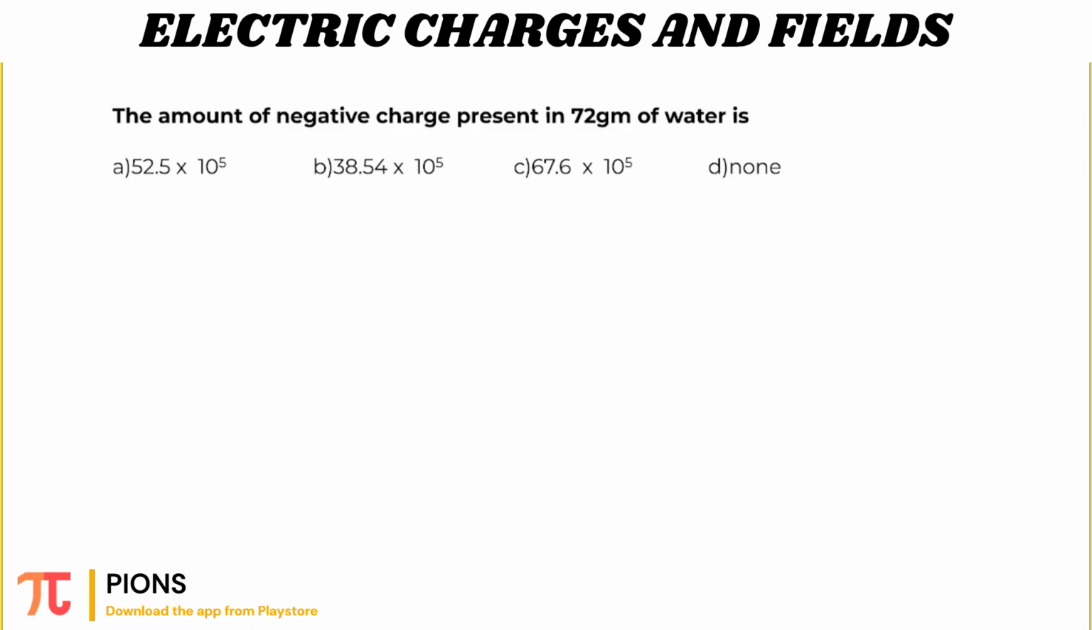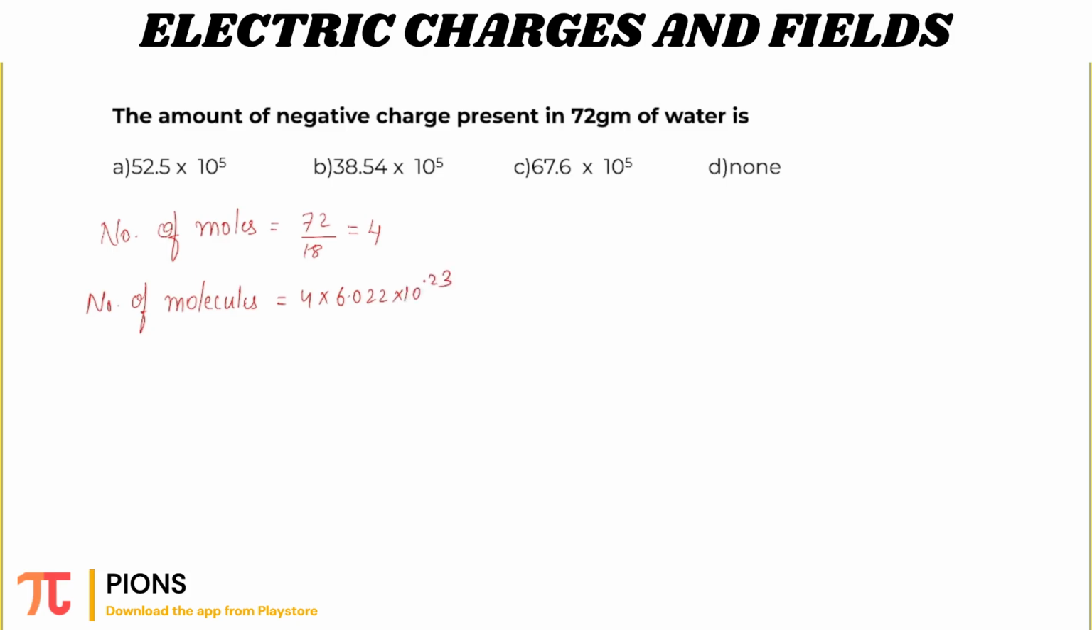The amount of negative charge present in 72 grams of water. First of all, we will find the number of moles. The number of moles will be 72 divided by 18. You got 18 from the molecular mass of water. That gives 4 moles in 72 grams of water. So the number of molecules will be 4 into 6.022 into 10 to the power 23. That will be our number of molecules.